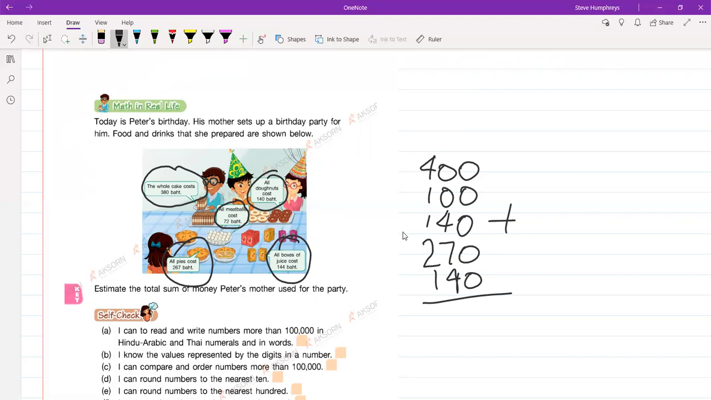Okay, so let's add them up. 0, 8, 7, 15. Okay. 5, 6, 7, 9, 10. Okay, there's my estimated amount of money Peter's mother used for the party. Okay, your answers will be different, but if you're close, the actual, let's find the actual answer, 380.